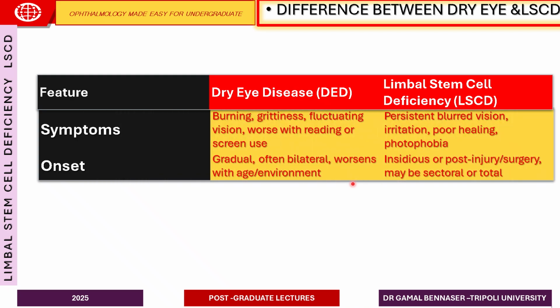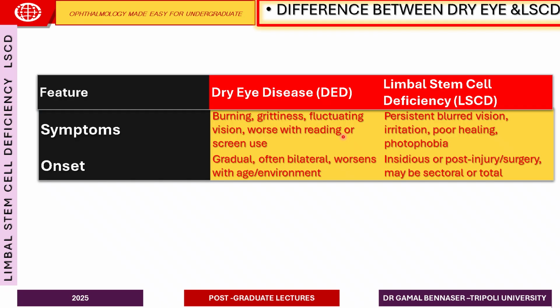Now, the clinical symptoms of the patient with dry eye range from burning sensation and grittiness, and vision usually deteriorates during reading or when watching TV. Usually the deterioration is gradual and often bilateral in both eyes, which worsens as the patient grows older and upon exposure to wind or hot weather.